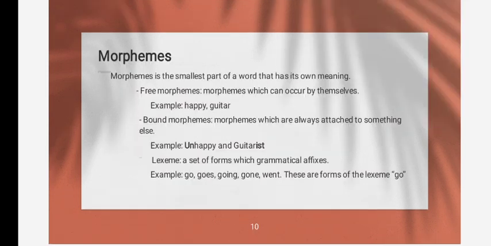Morphemes. A morpheme is the smallest part of a word that has its own meaning. Free morphemes are morphemes which can occur by themselves. Example: happy and guitar. Bound morphemes are always attached to something else. Example: unhappy and guitarist. Lexeme, a set of forms which grammatically affix. Example: go, goes, going, gone, and went. These are forms of the lexeme go.